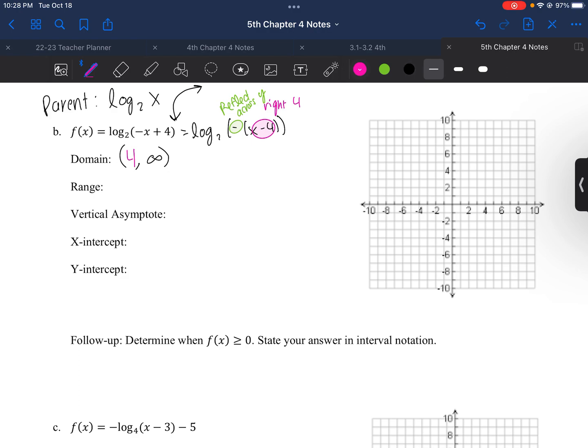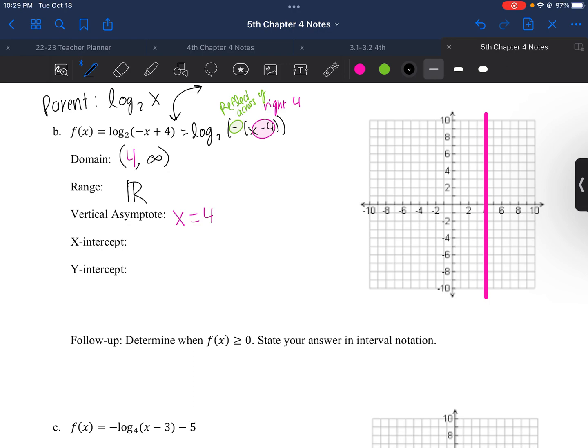And again, that's because our vertical asymptote would have started at 0, but it shifts over with us. So our vertical asymptote is actually at x equals 4. So we go right there. There it is. Okay. Now the range normally is not restricted. There's no reason for it to be restricted. So your range is still just all real numbers.